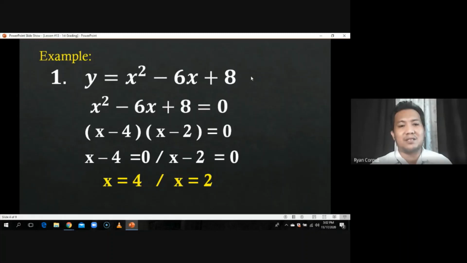So this equation of the quadratic function, like we said earlier, when we graph it, will intersect at these 2 points on the x-axis. So that is the use of the zeros of the function. That is just for us to identify at what points on the x-axis the graph of the quadratic function, which we call a parabola, will intersect. So that's how we answer example number 1.